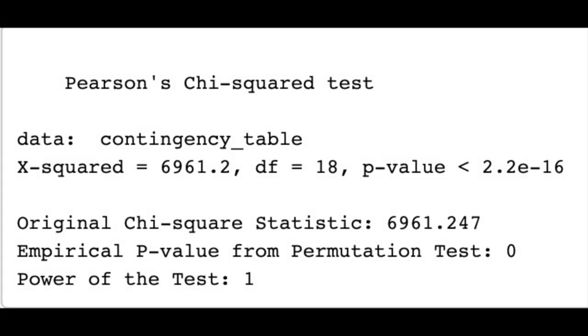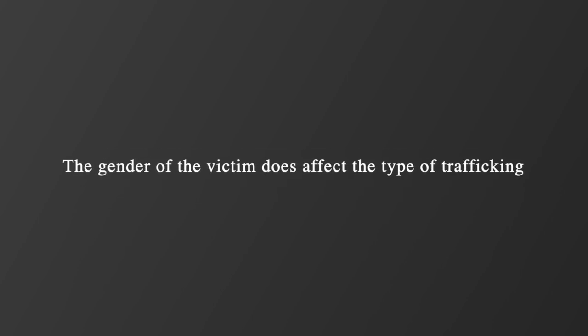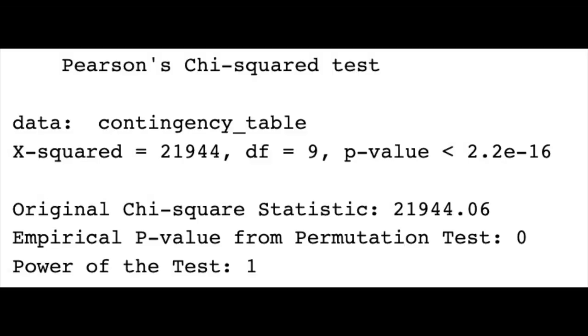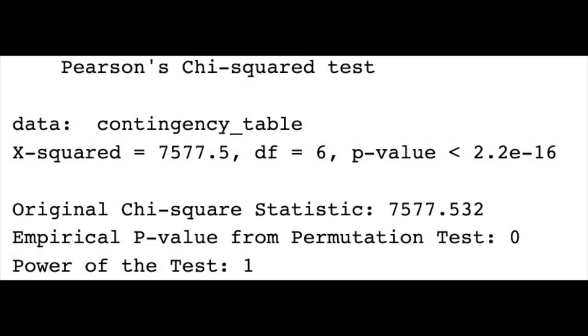Lastly, the fourth hypothesis is that the gender of the victim does affect the type of trafficking. The variables used in this case were gender and type of trafficking. As shown in the results, there was no relationship between the gender and the type of trafficking, and once again we excluded the male gender to obtain a subset of the data. With this subset, we obtained the same result as with the complete set.